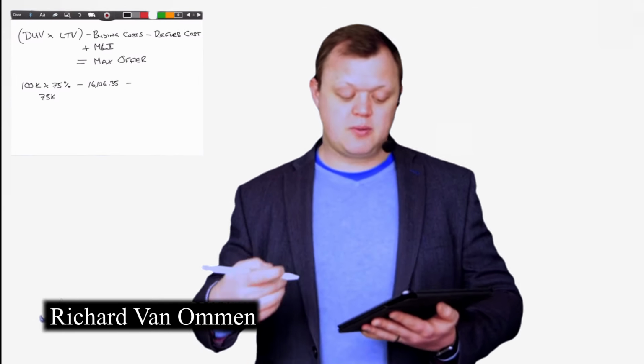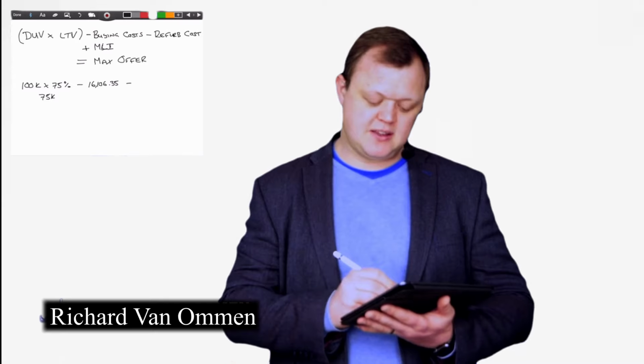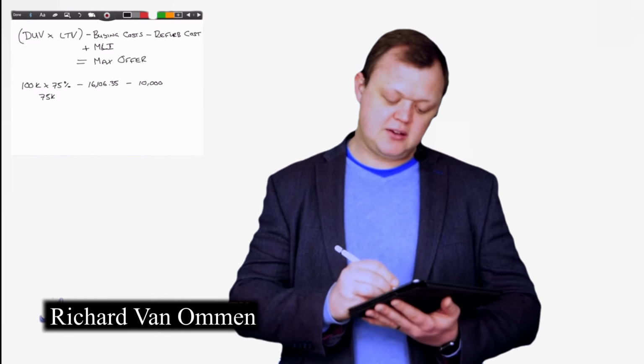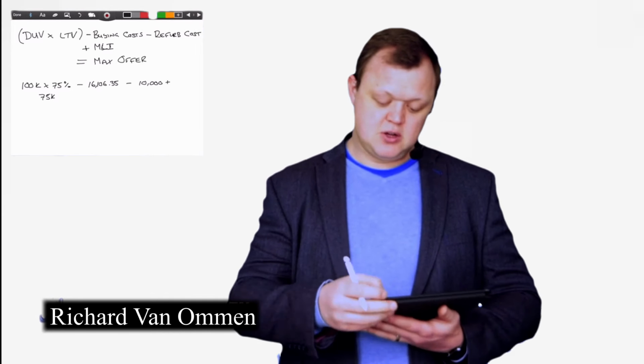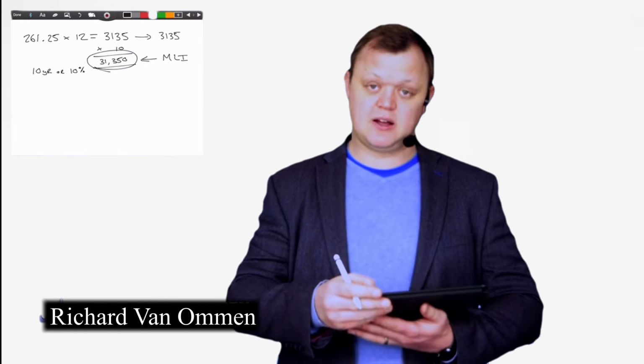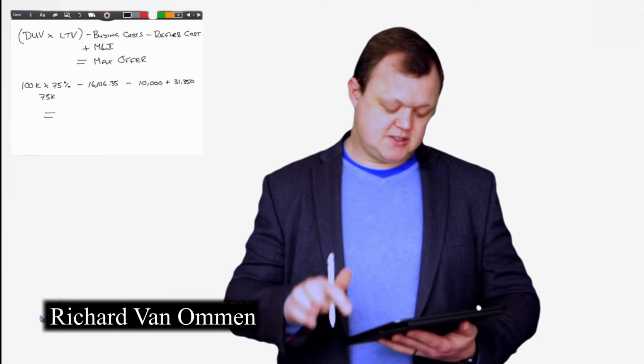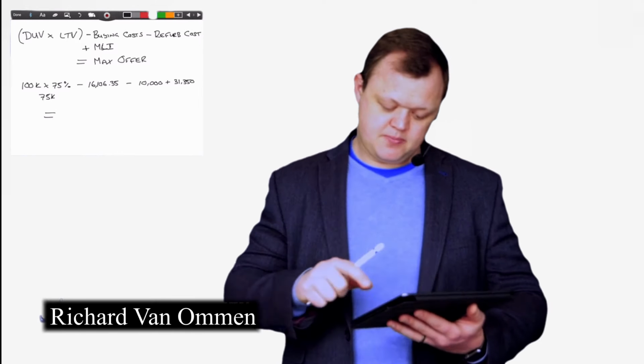Deduct your refurbishment. Now your refurbishment at this point, once you're making your offer, you should already know. Let's just estimate your refurbishment to be 10,000, a fairly standard refurbishment cost in this instance, just to make it nice and simple. And then you add your money left invested, which was 31,350.